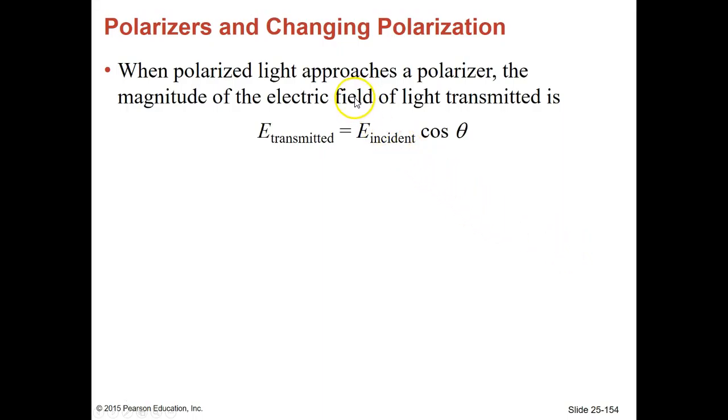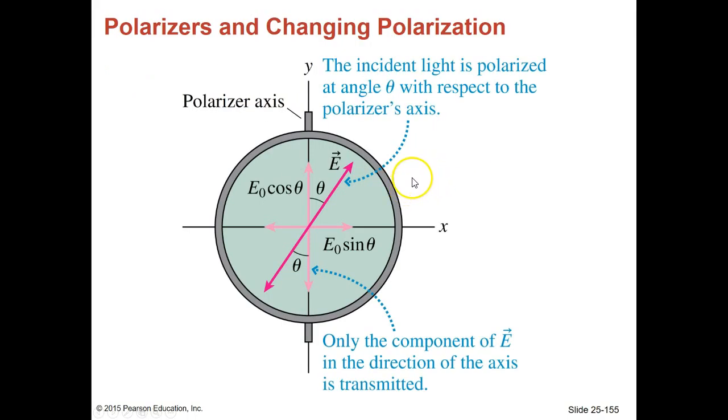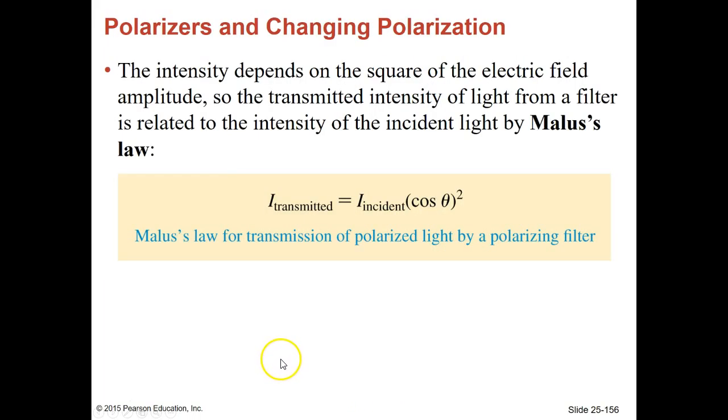When we have polarized light and it approaches a polarizer, the magnitude of the electric field of the transmitted light is the incident light times the cosine of the angle. So transmitted is equal to the incident times the cosine of whatever that angle is. The incident light is polarized at an angle with respect to the polarizer's axis. Here we've got this angle theta, and so the light coming out will be E cosine of theta. Only the component of E in the direction of the axis is transmitted.